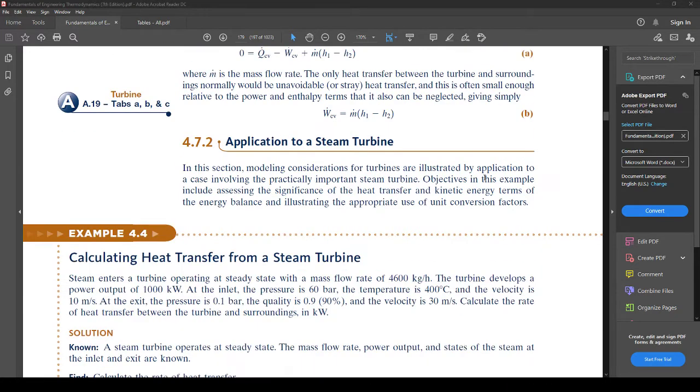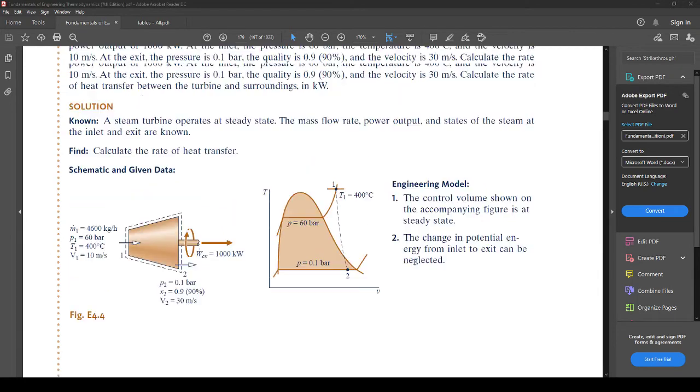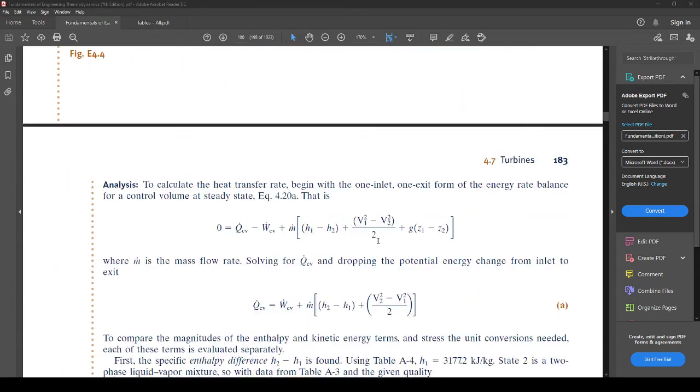All right, so then we have application to the steam turbine. In this section, modeling considerations for turbines are illustrated by application to a case involving the practically important steam turbine. Objectives in this example include assessing the significance of the heat transfer and kinetic energy terms of the energy balance and illustrating the appropriate use of energy conversions. So we will probably do this question, but I still have time, so I'm going to move on. So we'll hold on to this one.